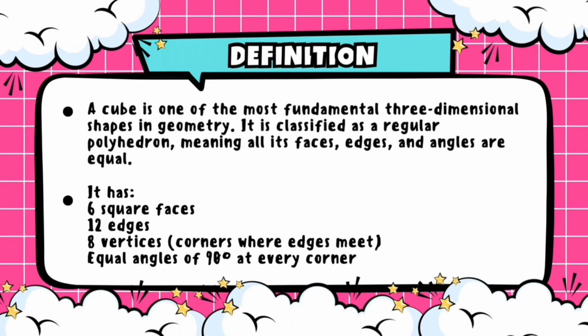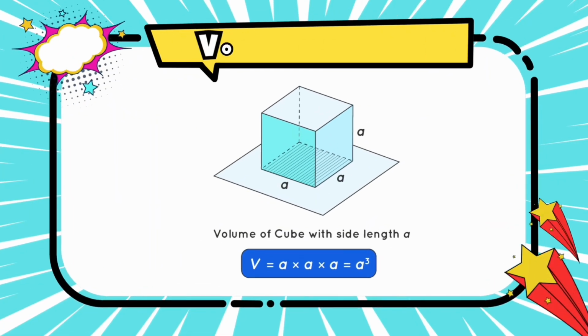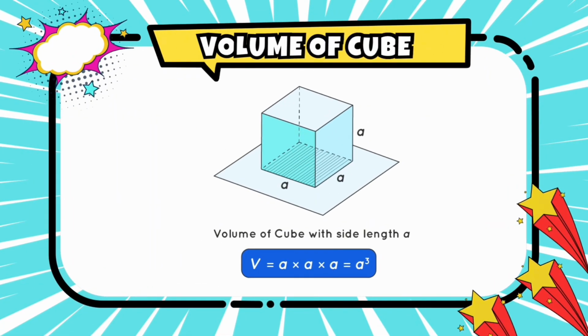It has 6 square faces, 12 edges, 8 vertices, corners where edges meet, and equal angles of 90 degrees at every corner. Now, this is the volume of a cube.